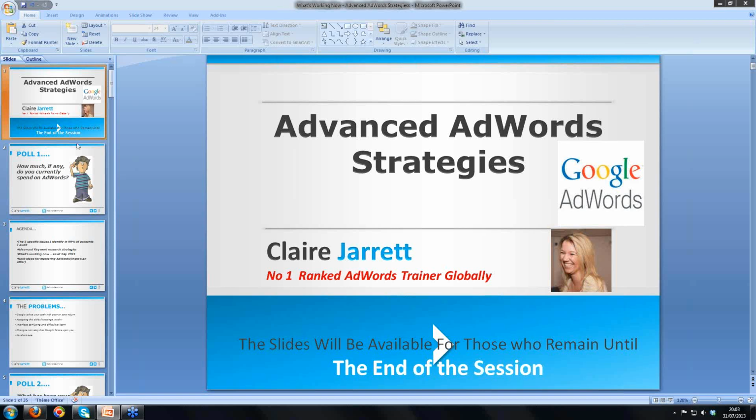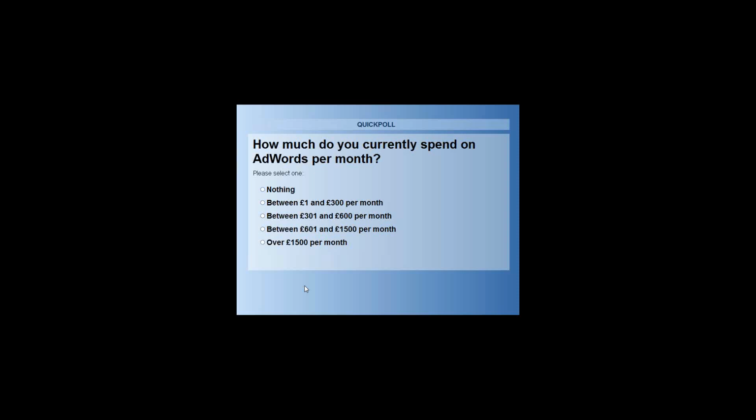Okay, so I'm going to jump in now by asking you to answer a very quick little poll where I'm going to be asking how much you're currently spending on AdWords. So I'm just going to launch that poll. Okay, and what you should now see is some option boxes in front of you. If you wouldn't mind putting a dot in whichever one suits you. So if you're spending nothing, put nothing, and then just put how much you're currently spending. Okay, so 5, 4, 3, 2, 1.